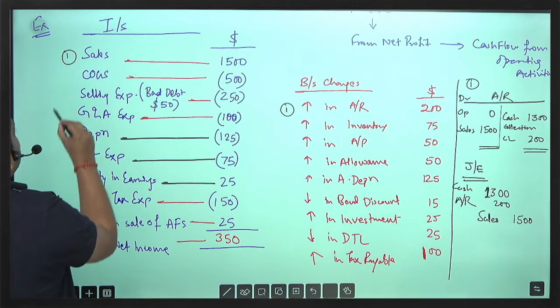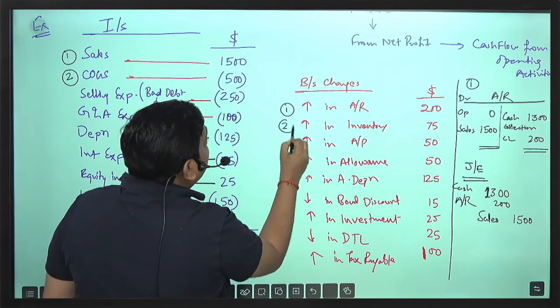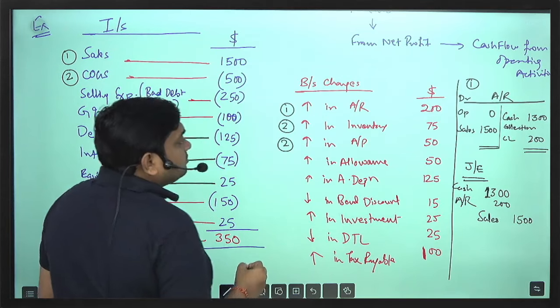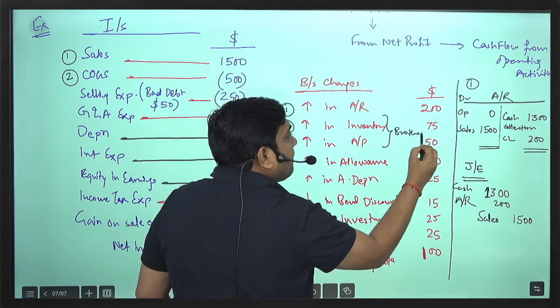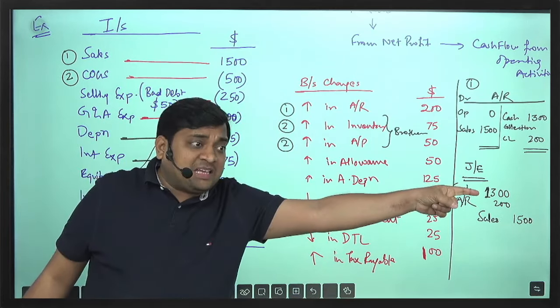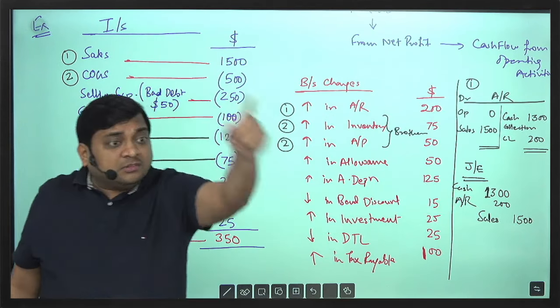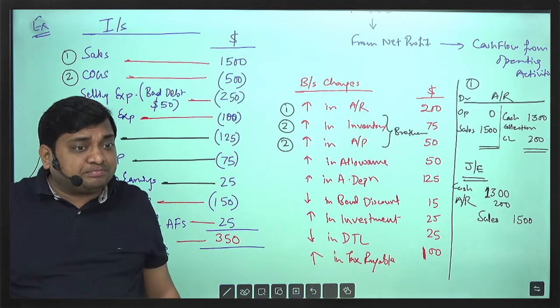This COGS has a relationship with both inventory and accounts payable. They are both brothers. This inventory will come under current asset. Accounts payable is coming under current liability, but both have a brother relationship.